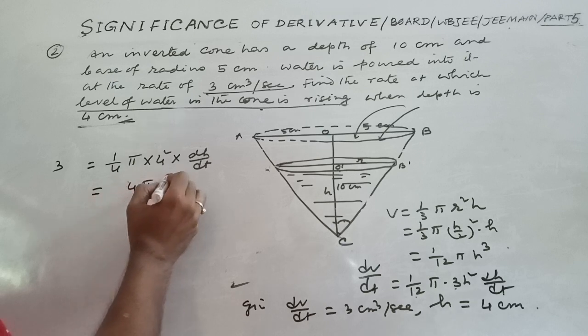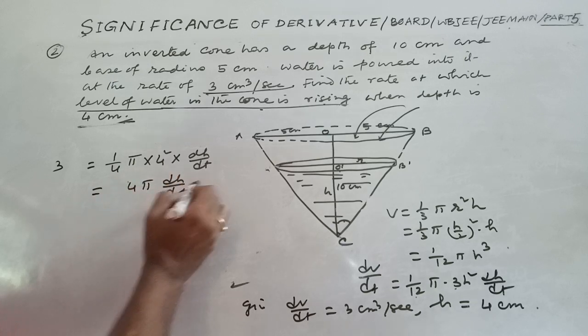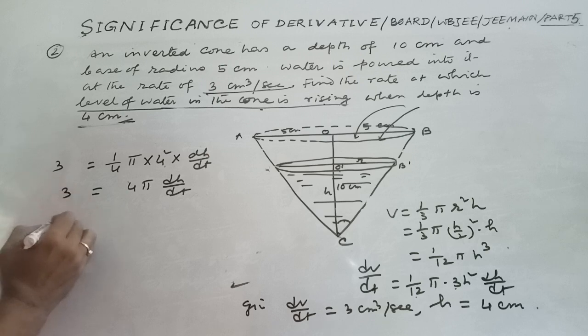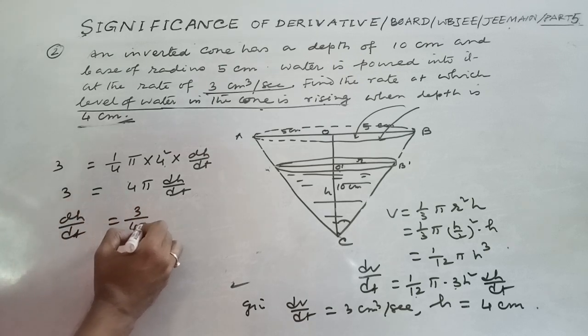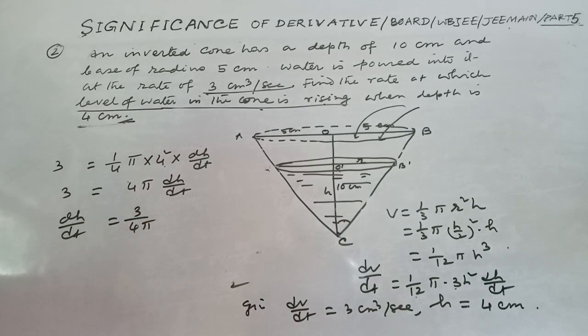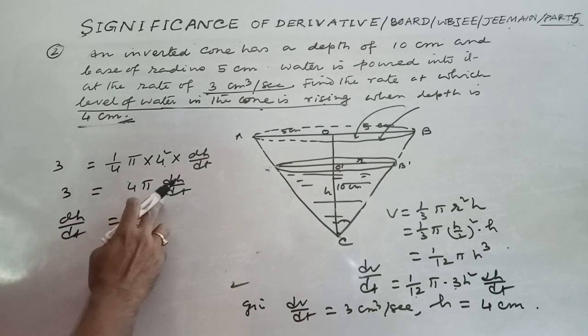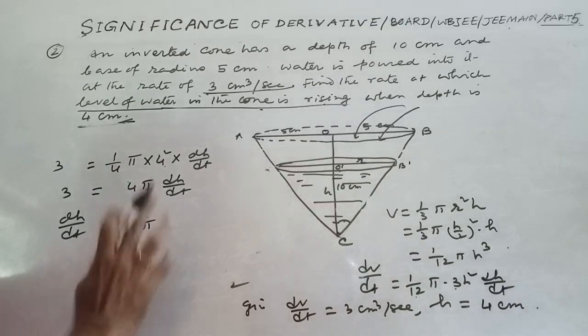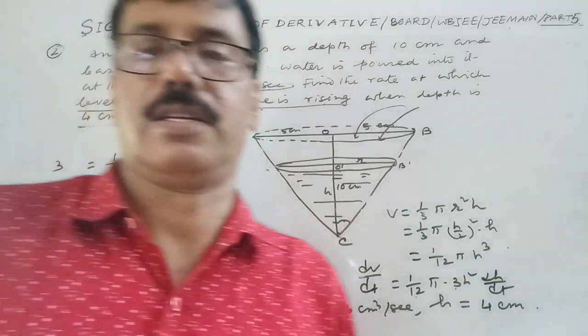So 3 equals 4 pi dH by dt. So what is dH by dt? It is 3 by 4 pi. So the rate of change of depth of water is 3 by 4 pi centimeter per second.